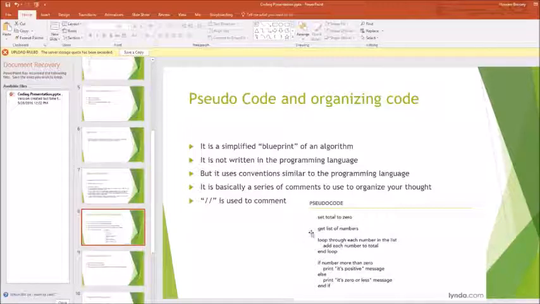Like in here, it's talking about setting total to 0. If you don't understand this right now, it's fine, because we still haven't talked about coding yet. But this is basically what pseudocode looks like. What I like to do when I write code is put comments before every step, so that I know what I need to write.